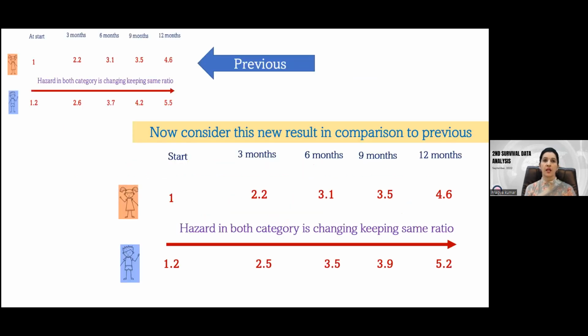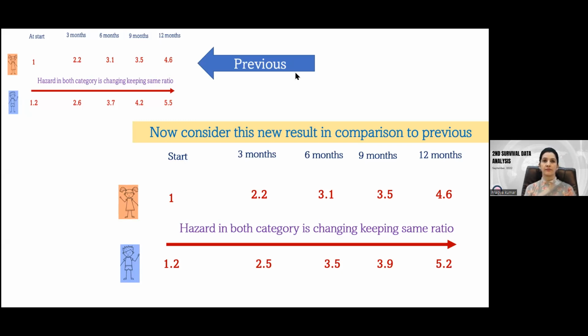Now consider this new result in comparison to the previous. In the upper part of the slide, you can see the previous example, and this is the new example. So now what will be the value of 2.5 divided by 2.2? Please type in the chat box the value of 2.5 divided by 2.2. So it is 1.13. Okay, I'm writing whatever you people are saying.